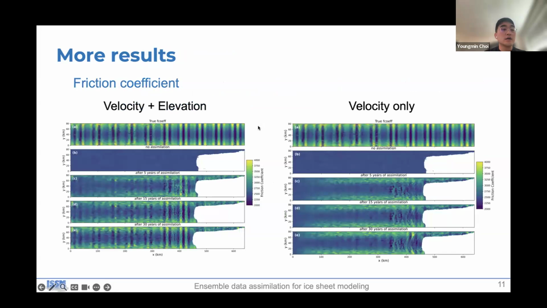Here's the result for the friction coefficient. The left figure is when we assimilate both velocity and elevation data, and the right figure is when we assimilate only velocity data. When we assimilate both data, we can get great results, similar to the previous experiment. When we assimilate only velocity data on the right, it shows some improvement after 5 years near the grounding line, but after that, it does not show much improvement, both inland and around the grounding line here.